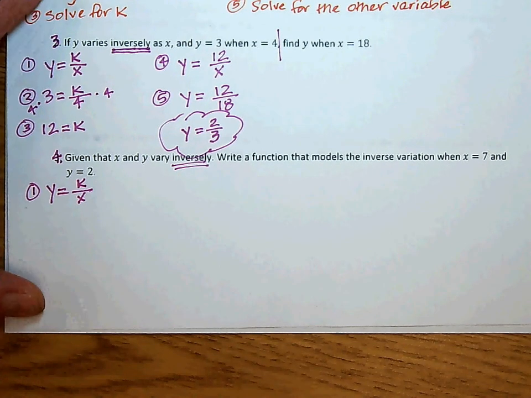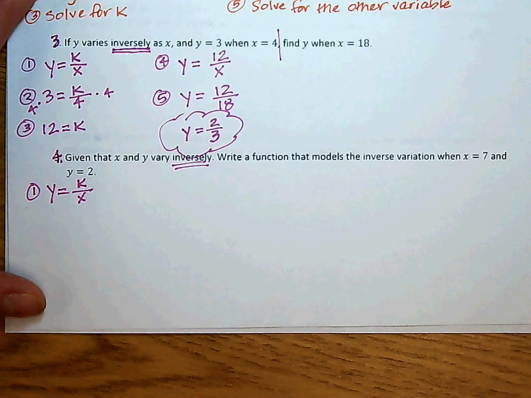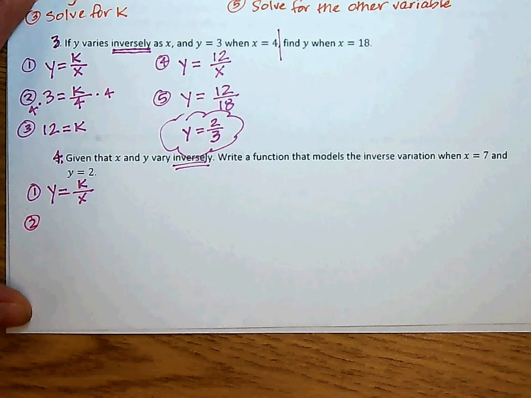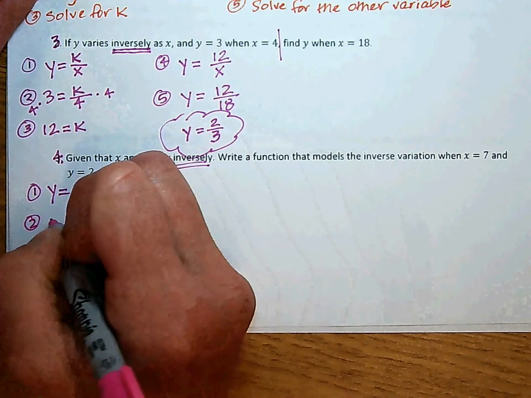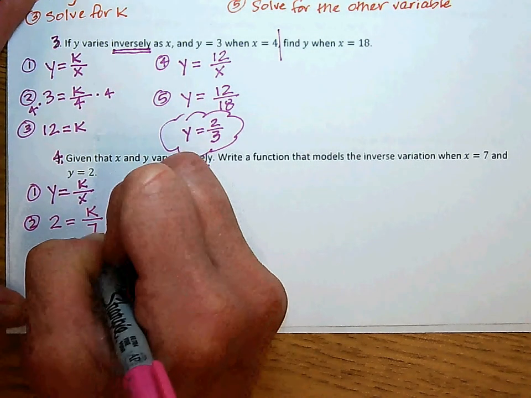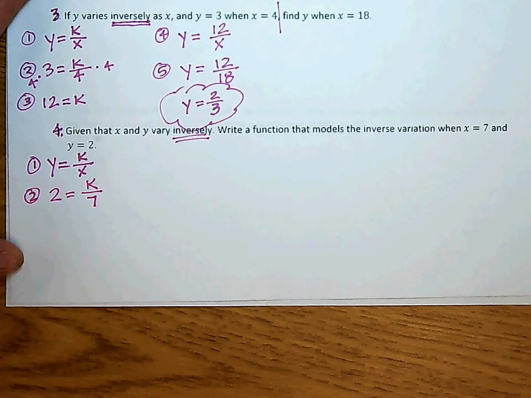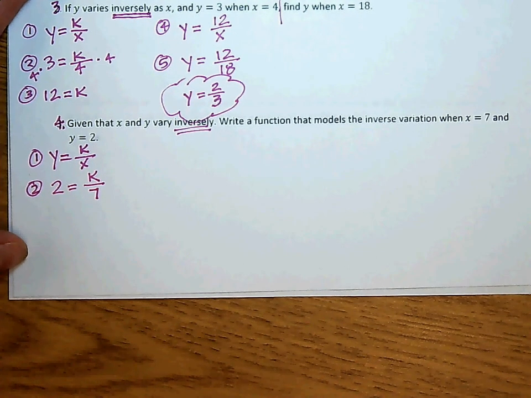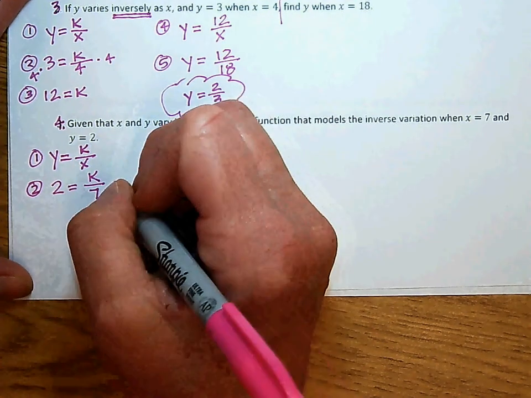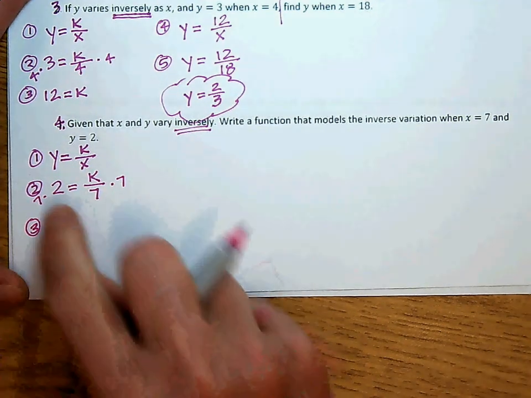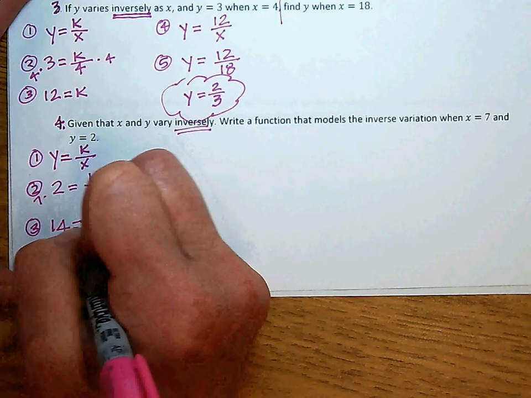Okay, step 2, let's plug in what we know. We know that x is 7 and y is 2. So, 2 equals k over 7. What's step 3? You're solving for k, so you need to multiply both sides of the equation by 7. Good. So step 3, we're going to say 7 times 2, that's 14, equals k.